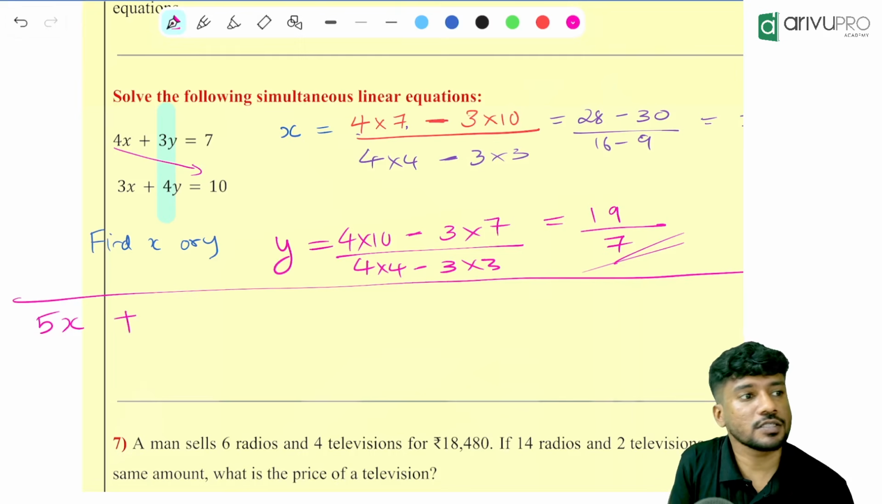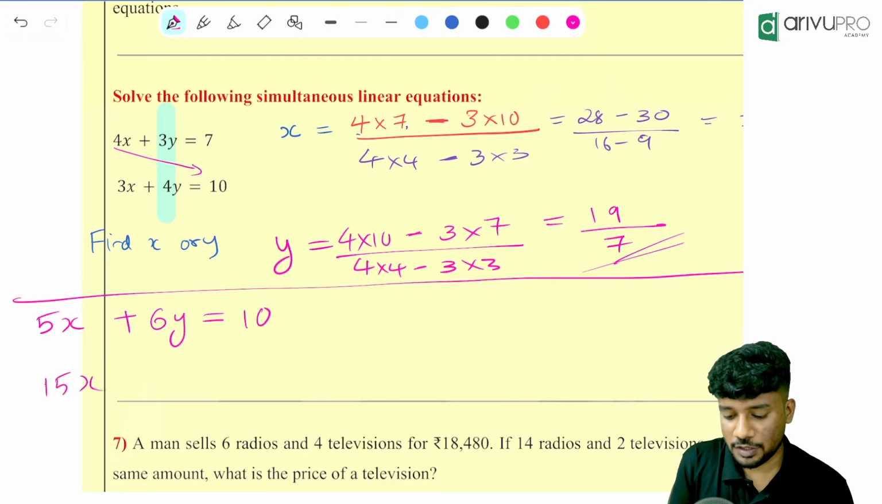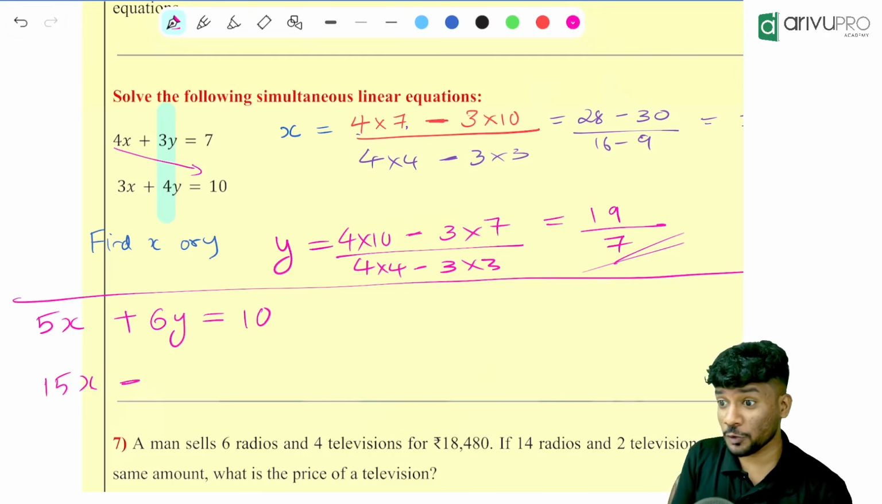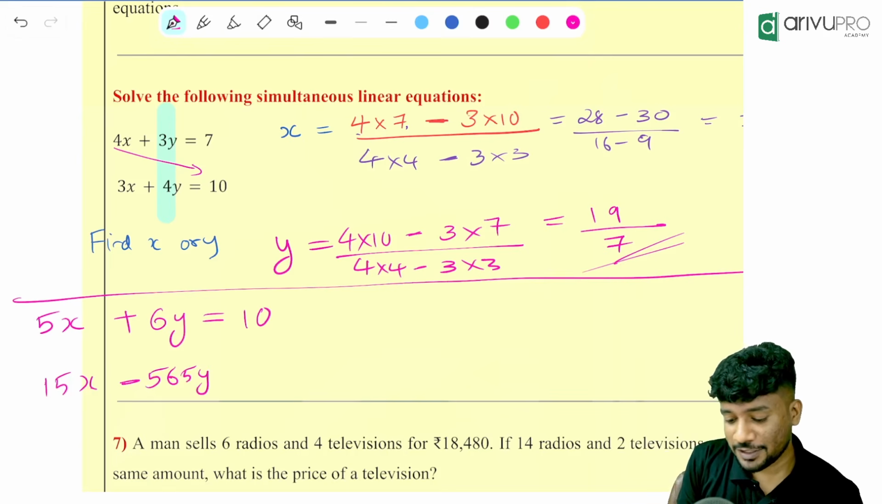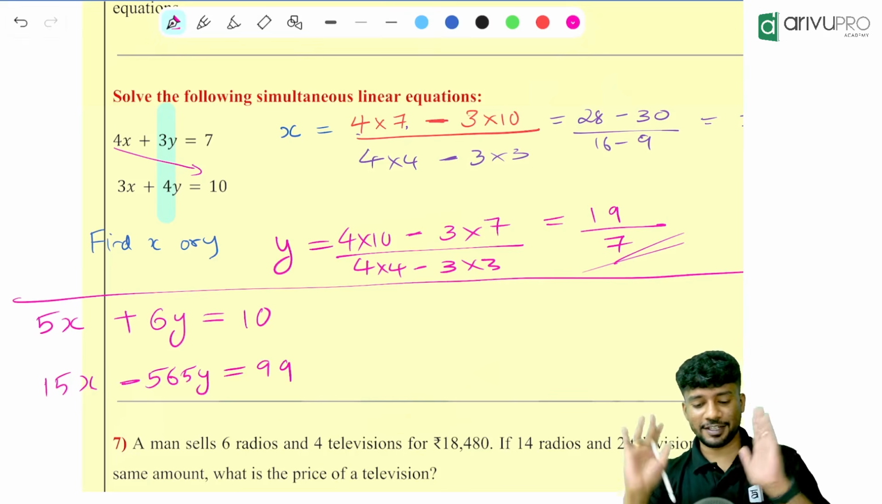5x plus 6y is equal to how much? 10. Okay, good. Next value, people. 15x plus. Plus or minus you want? Minus you want? We'll check with minus. Minus how much? Go with huge values. Go with bigger values. 565y is equal to how much? 99. Okay. I think you will get a crazy answer for this.